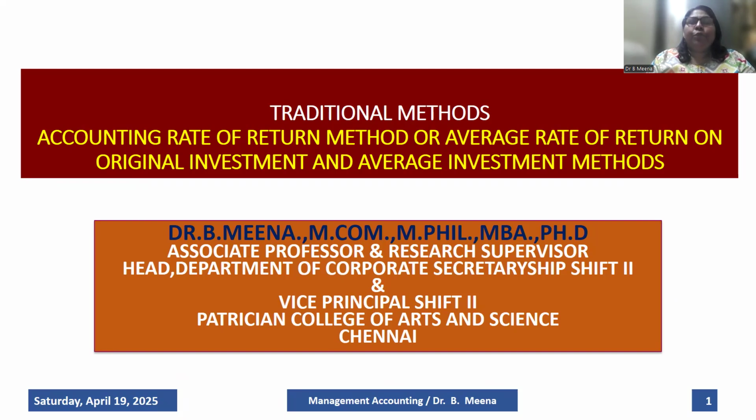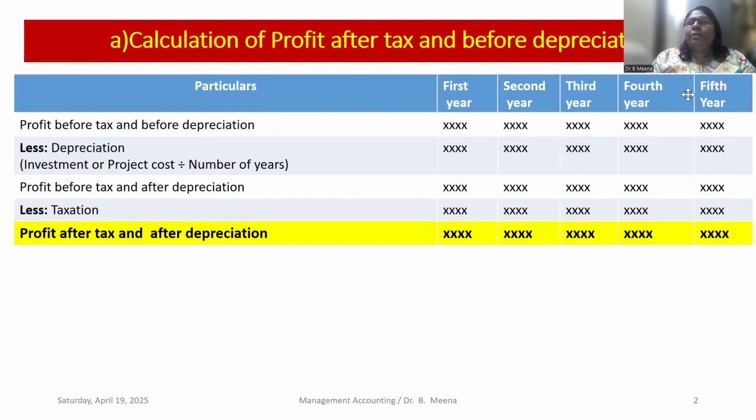In this video, I'm going to teach you one of the traditional methods followed in capital budgeting techniques, which is ARR, that is Accounting Rate of Return method, or otherwise known as Average Rate of Return on original investment, as well as average investment methods. Before we calculate the ARR, let me check the preliminary steps to follow.